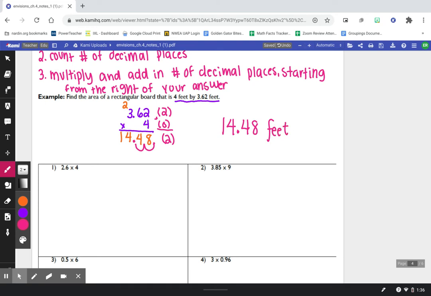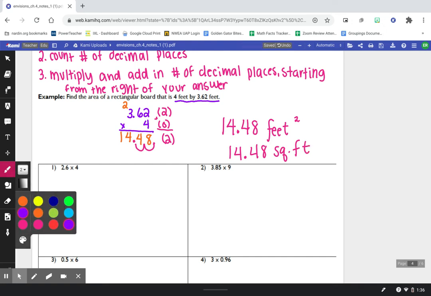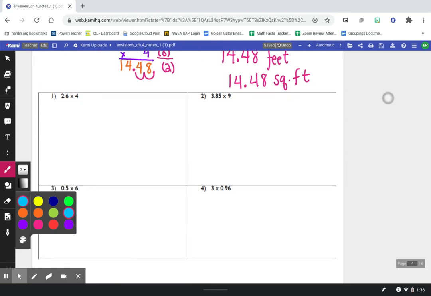feet squared. Okay, area is multiplying feet by feet. So when you do it, you can say 14.48 feet squared or 14.48 square feet. Okay, it was a word problem. We needed a label. I'm going to try some more.